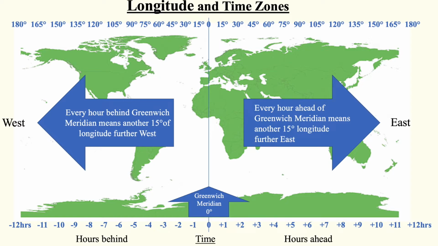So the very important point here is that for every hour of local time that our ship is ahead of the time at Greenwich meridian, it is another 15 degrees longitude to the east. For every hour that our local time is behind that at Greenwich meridian, we are another 15 degrees to the west.